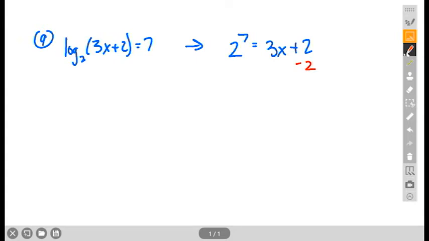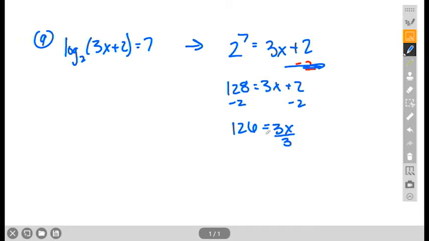So we subtract 2. Well, I guess I can do 2 to the 7th, whatever that is. Let me go ahead and evaluate that. So 2 to the 7th power is 128. So that's 128 equals 3x plus 2. And now I will subtract 2. So minus 2. So 126 is equal to 3x. Divide by 3. And that gives us x is equal to 42.